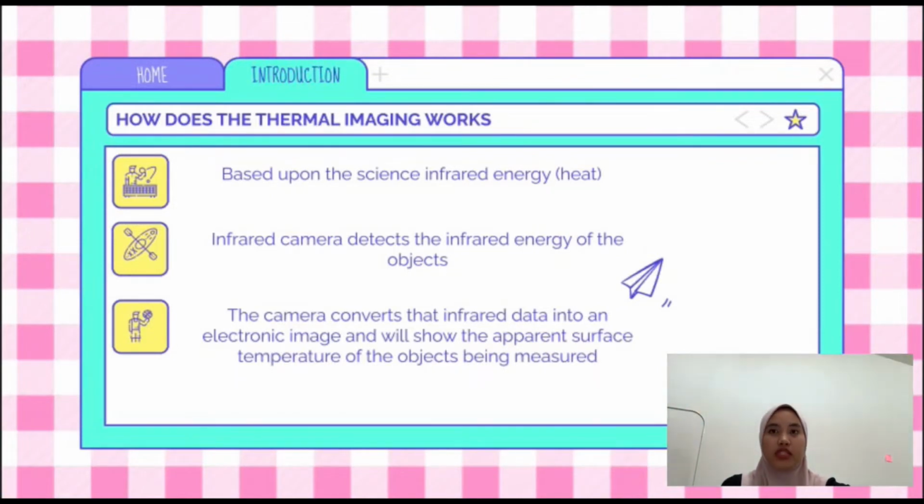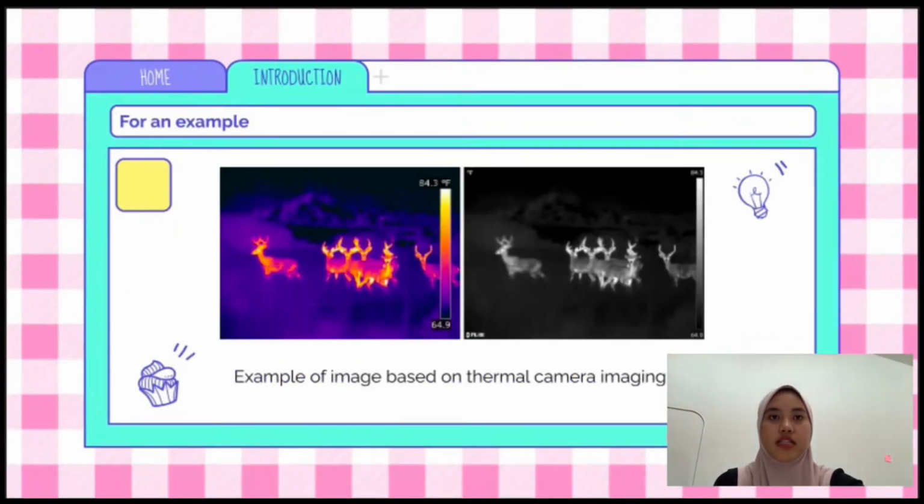Thermal imaging works based upon the science of infrared, which is an energy in terms of heat. The infrared camera will detect the infrared energy of the objects, and then the camera will convert that infrared data into an electronic image and show the apparent surface temperature of the object to be measured. Then we continue with the next slide, which is an example of a thermal imaging image using the infrared camera.